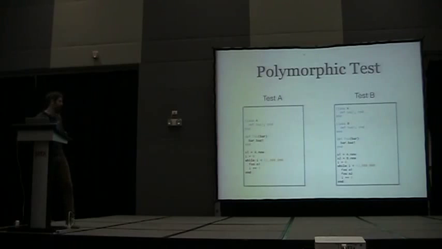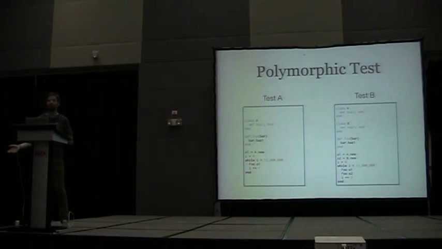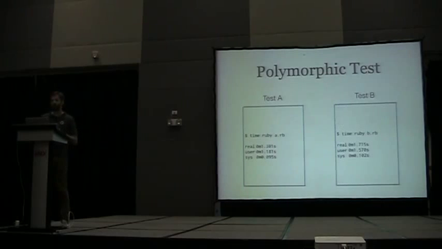So for example, we have two examples here. On the left, we have one bit of code that's not using polymorphism, and on the right, we have another bit of code that is using polymorphism, and they're calling exactly the same number of methods. So it's doing the same number of method calls, just one is polymorphic and one is not. Okay? If we run these two tests, you'll see that the non-polymorphic one is much faster than the polymorphic one. The polymorphic one takes about 400 milliseconds more than the non-polymorphic one, even though they're calling the same number of methods.